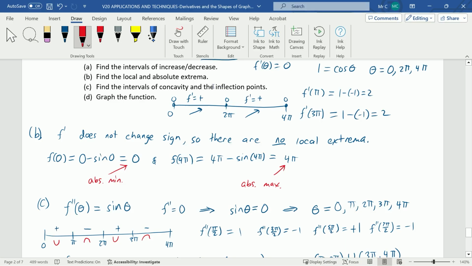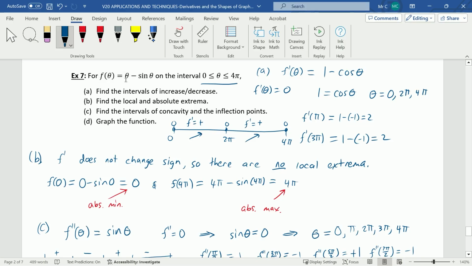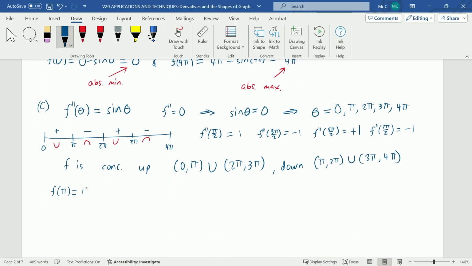Except I forgot one thing. We're supposed to also find the inflection points. So where does the graph change concavity? Well, we don't consider the endpoints here because we don't know what happens on either side. So we're only looking at pi, 2 pi, and 3 pi. And so f of pi, which is pi minus sine of pi, and sine of pi is 0, so this is just pi. So the point pi, pi is an inflection point.